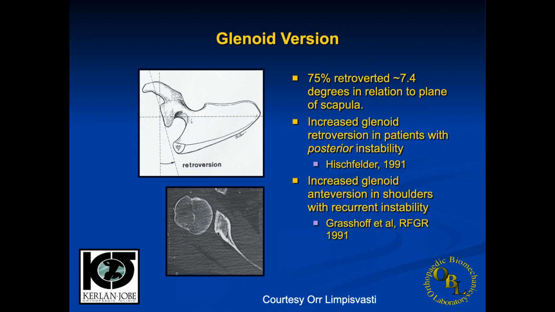And retroversion is commonly associated with instability, and it's one of the more common dysplastic changes. We talked about dysplasia of the anterior knee. You can also get all kinds of developmental dysplasias of the shoulder, and poor development of the posterior aspect of the glenoid with retroversion is one of the more common congenital abnormalities that can lead to instability.